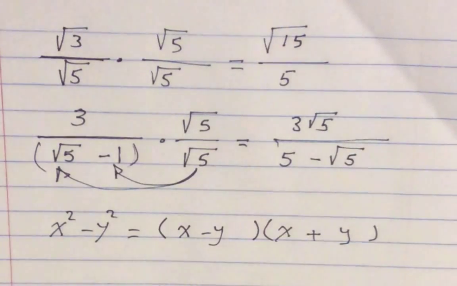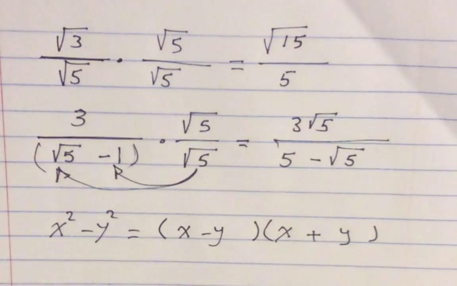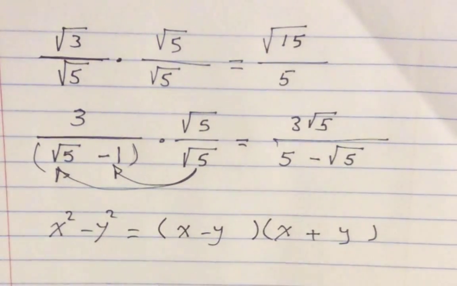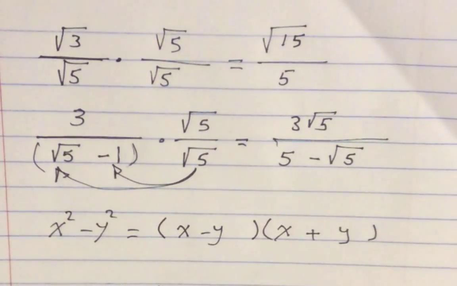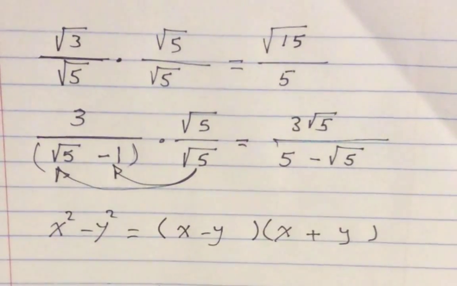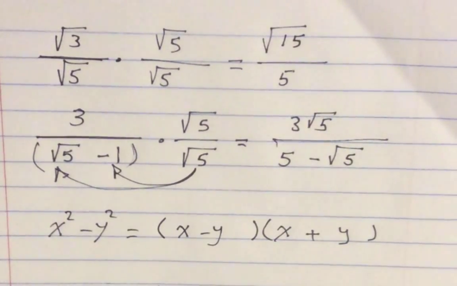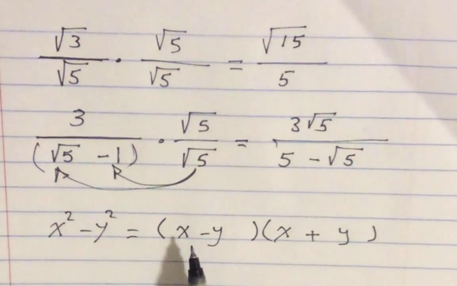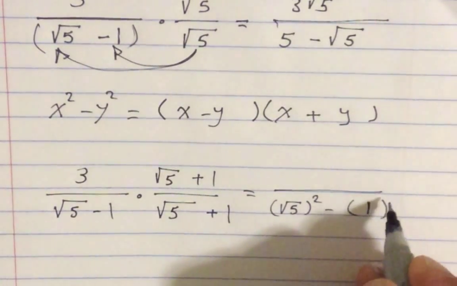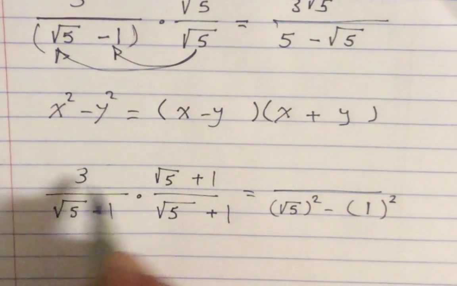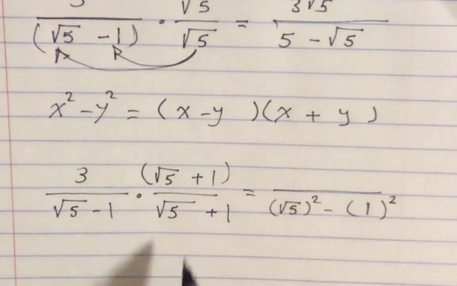So now when I multiply these two in the denominator, I get square of the first minus square of the second. So it's going to be square root of 5 squared minus 1 squared. Always this is going to be minus. When you multiply sum and difference, always this is going to be minus and these are going to be squares. Then we do the multiplication on the top.